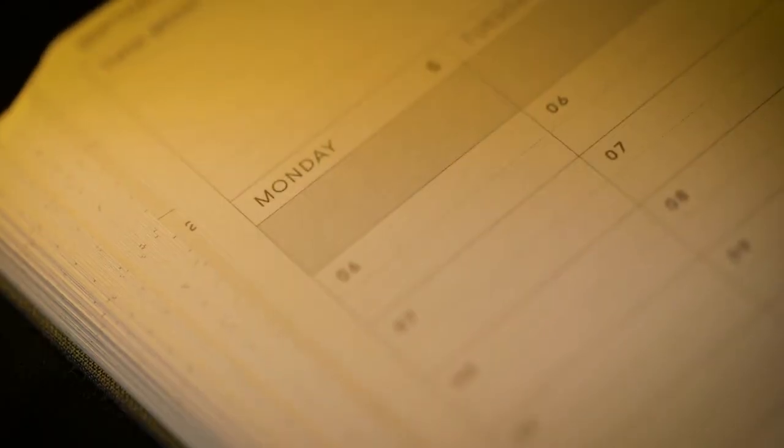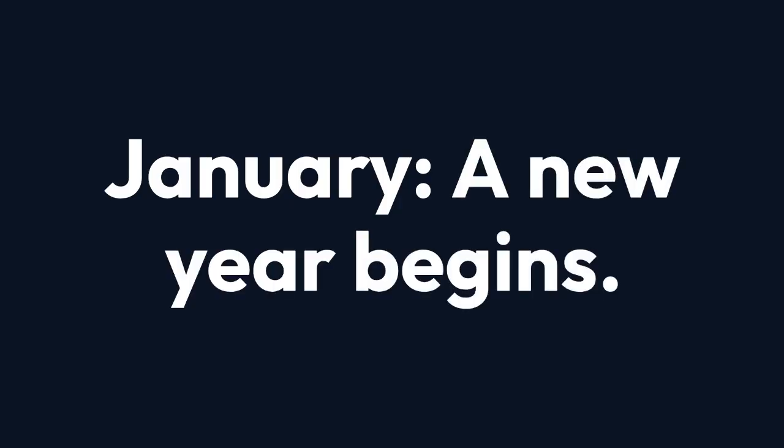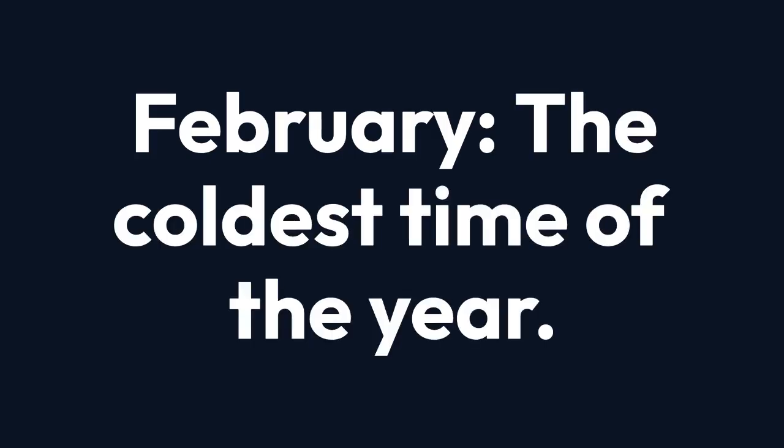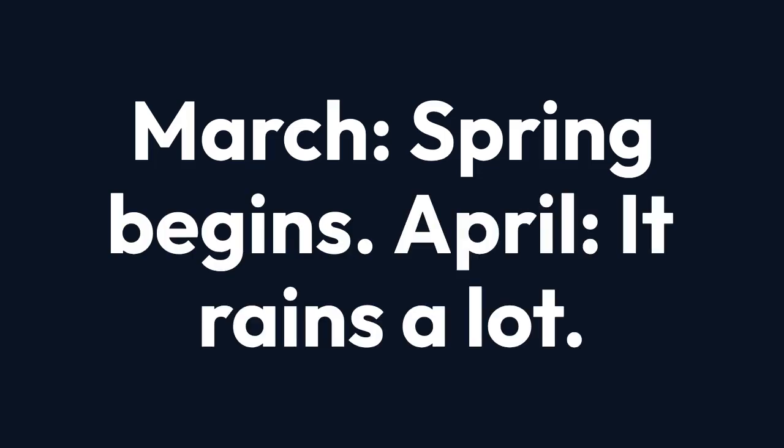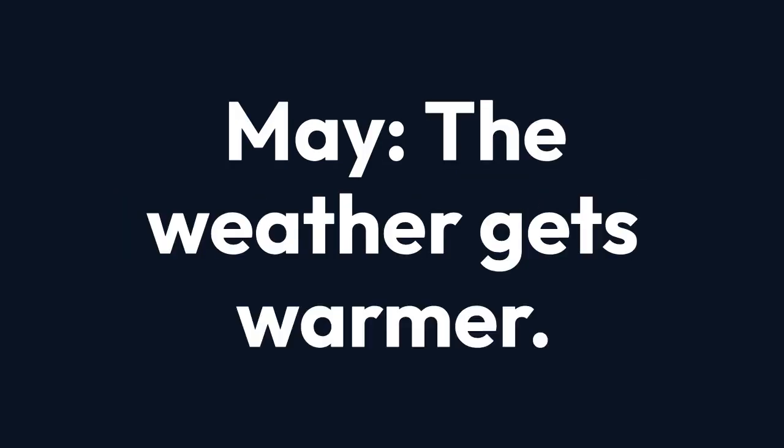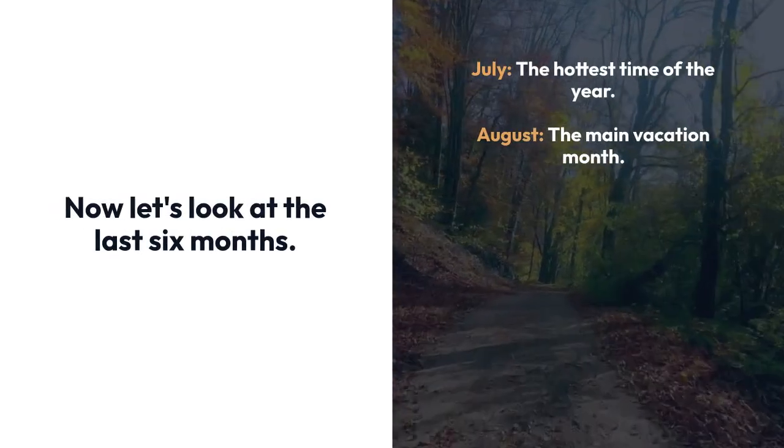Let's look at the first 6 months. January. A new year begins. February. The coldest time of the year. March. Spring begins. April. It rains a lot. May. The weather gets warmer. June. Summer arrives.